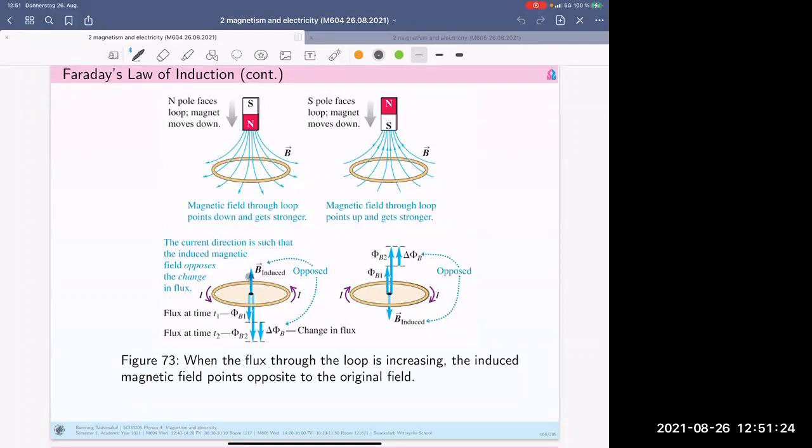In order to get B induced, the conductor should behave itself by generating a current rotating in this circular conductor, and the direction here should follow the right hand rule.